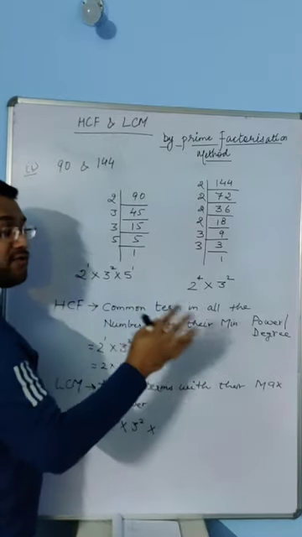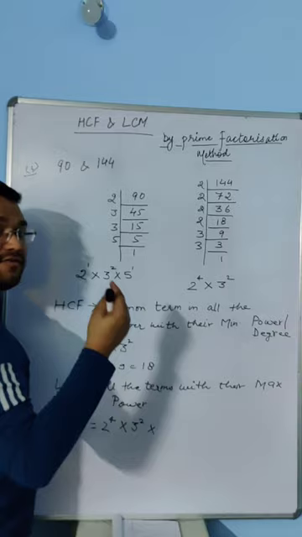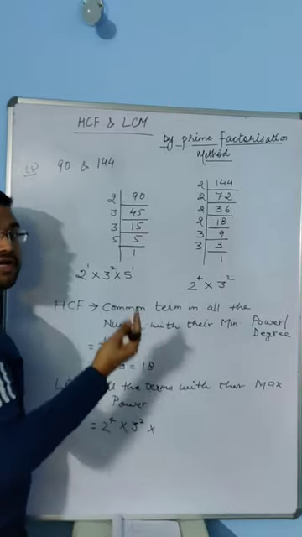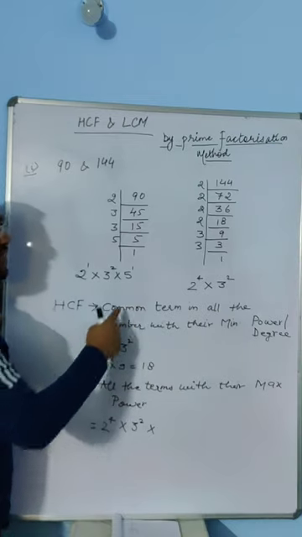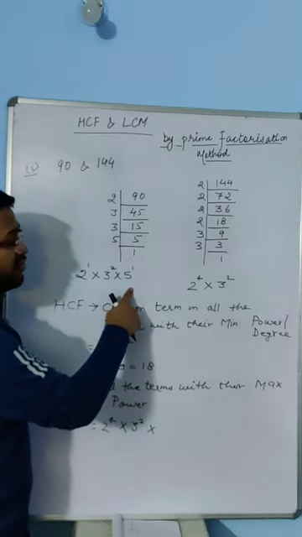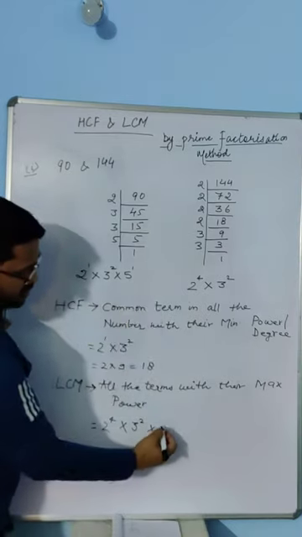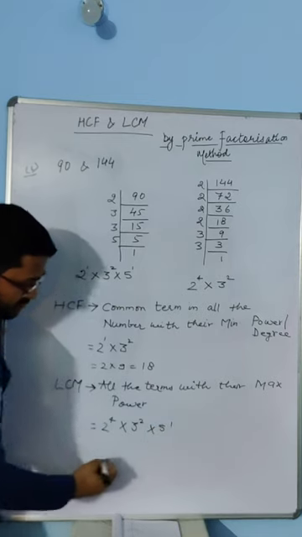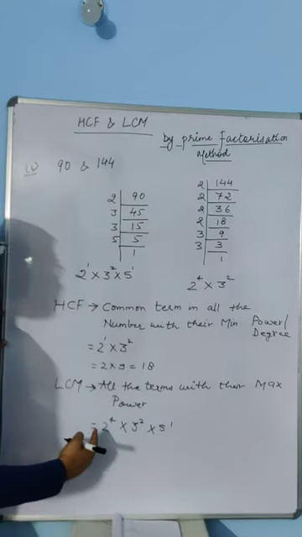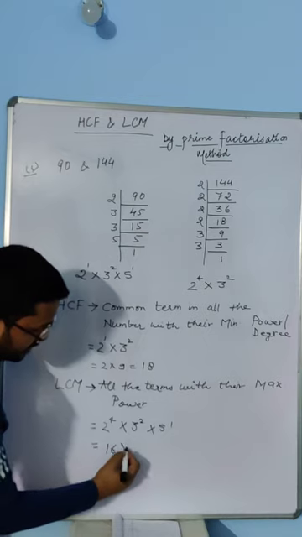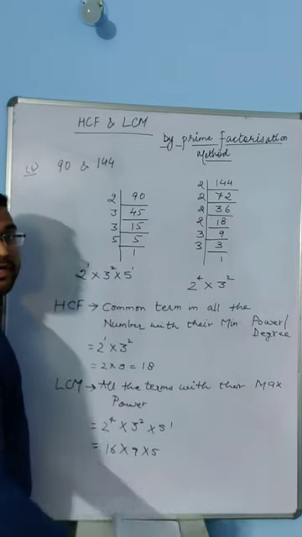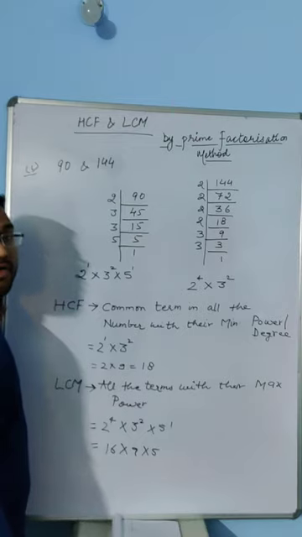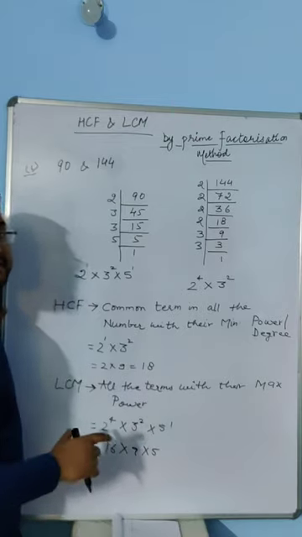It does not matter whether 5 is here or there. If I have 5 at least once in any of the terms, I have to consider 5 with its maximum power. So what is the maximum power of 5? 1. So 5 into 1. So your LCM will be 2 to the power 4, which is 16, into 9 into 5. Solve it, you are going to get the answer. So this is how you are going to find HCF and LCM.